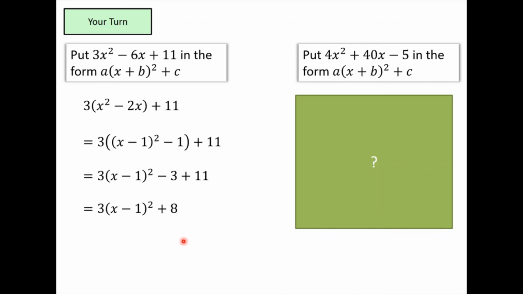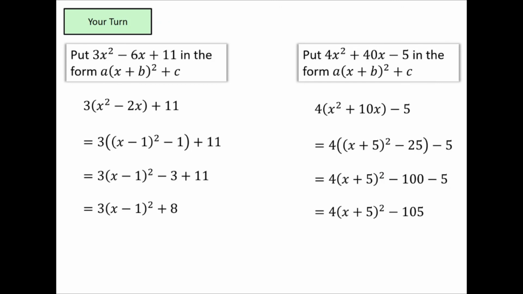For the second question, you again factorize the 4x squared plus 40x and complete the square. And then once you've done that, you need to multiply the 4 with the 25 to get minus 100. So now you've got 4 bracket x plus 5 all squared, minus 105.